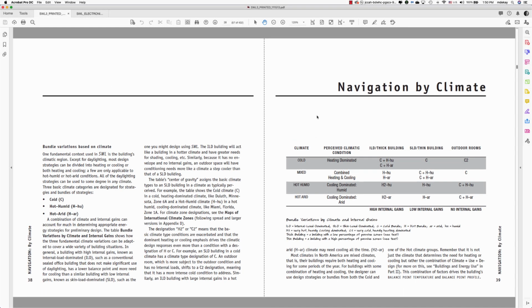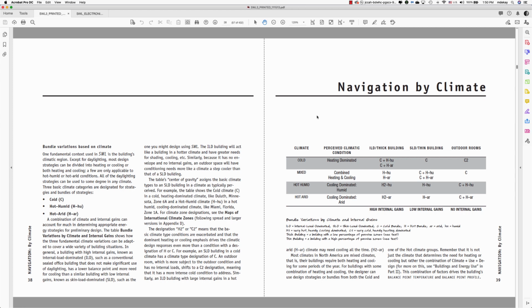Another way you can navigate around and find the strategies in sun, wind, and light is to think about what climate your building is located in. So this section is called Navigation by Climate. This first little table here gives you some indication that there's one way of perceiving the climate.